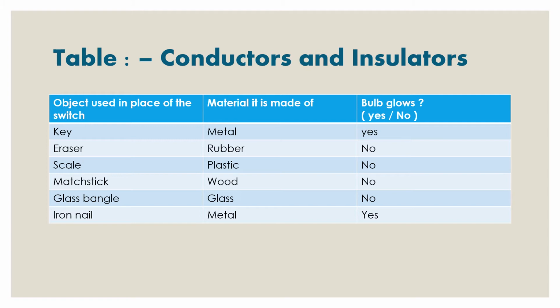Now scale. Scale is made of plastic. Again, plastic is an insulator, so the bulb will not glow, and we have written no. Matchstick. Matchstick is made of wood. Again, wood is an insulator. The bulb will not glow. Now glass bangle is made of glass. It is an insulator, so the bulb will not glow. Iron nail is a metal and it will glow, so we have written yes, iron nail is a conductor.